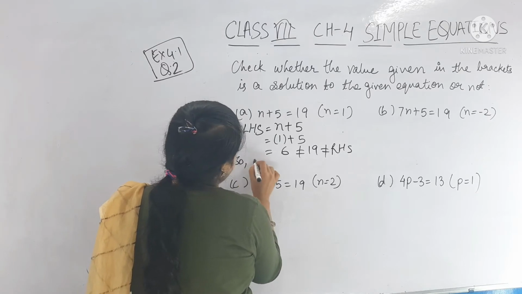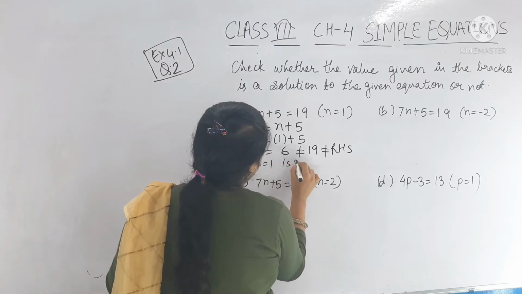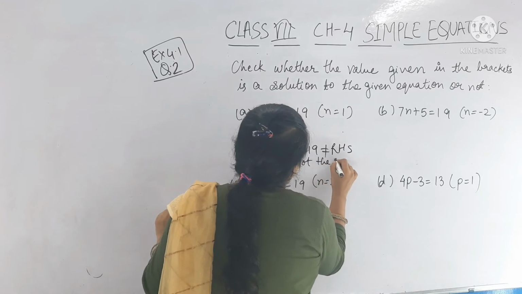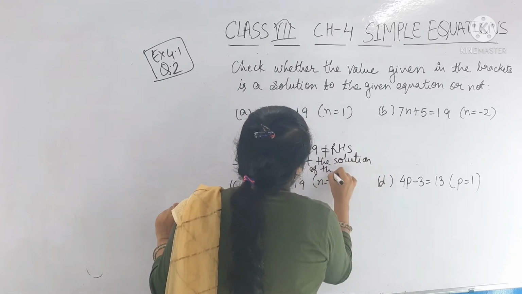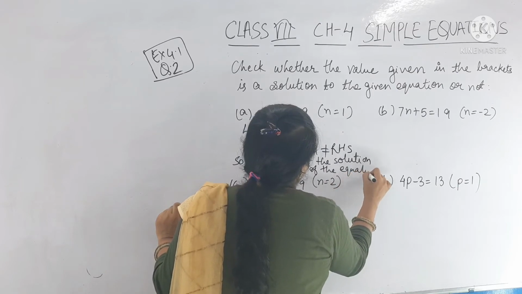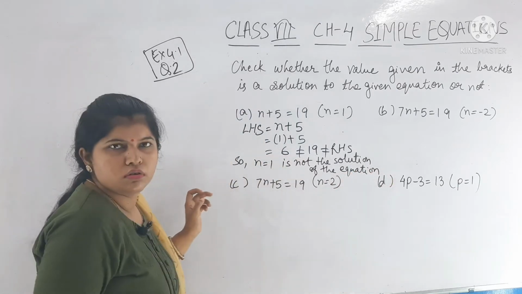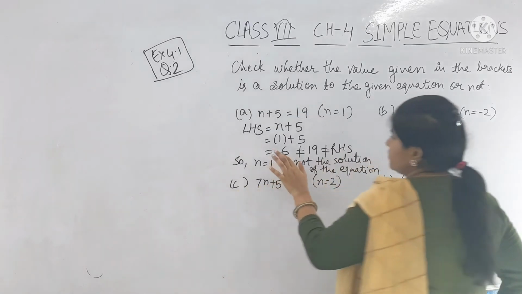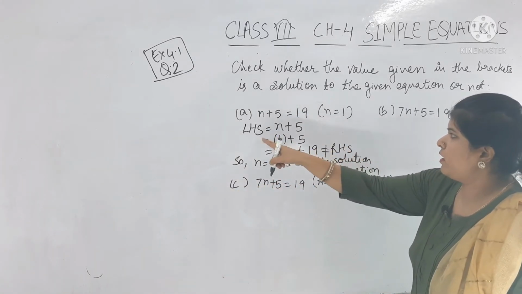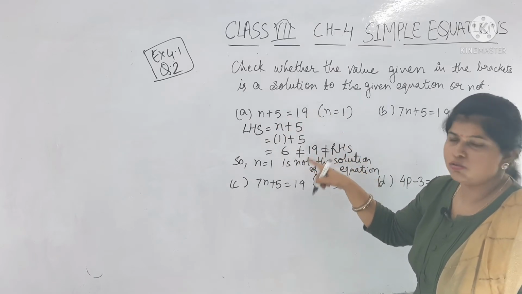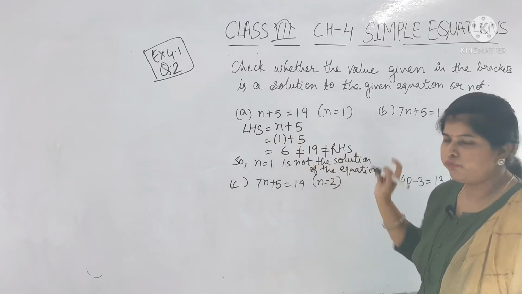So n equal to 1 is not the solution of the equation. Like this you have to write, because LHS is not equal to RHS. If it is coming 19, then that is the solution for that.